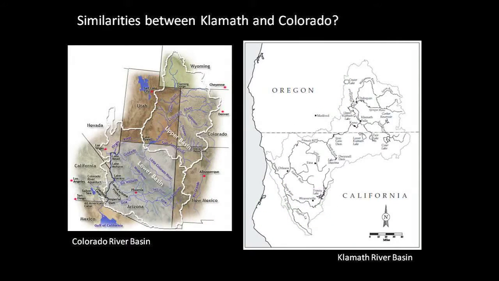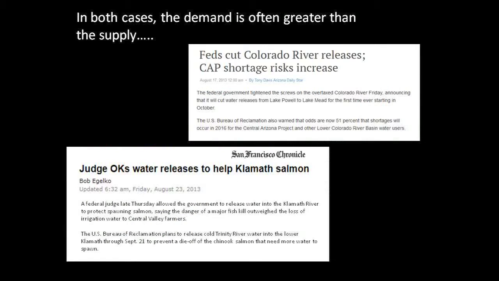So the Klamath Basin is pretty different than the Colorado River Basin. Colorado River Basin is in the southwest, an arid area, snowpack driven. Here's the Klamath headwaters in Oregon, flowing down through California. They're pretty different, but there's some similarities that could allow us to apply this sort of usage of the reconstruction in the Klamath as well. In both cases, the demand is often greater than the supply, and there's some obvious news recently that indicates that.